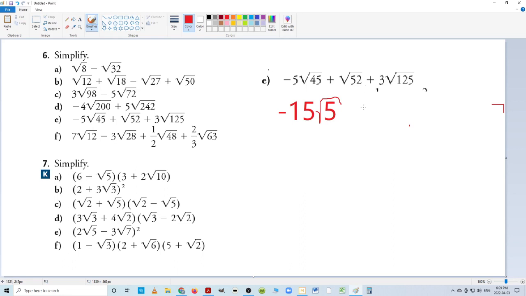13 and 2. It divides into 4 times, let's see, 26, 13. 4 times 13, like this. Square root of 4 is 2. So I get plus 2 square root of 13, kind of a weird one.